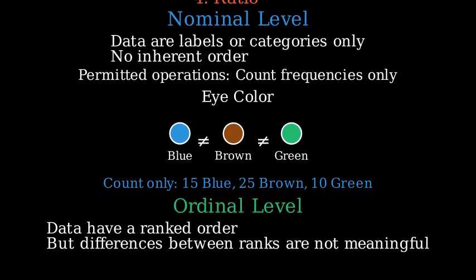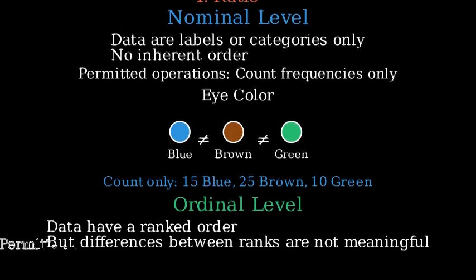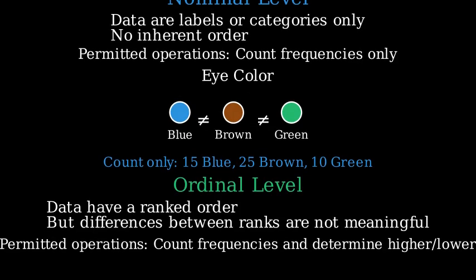Ordinal data have categories that follow a clear order or ranking, but the differences between ranks are not consistent or meaningful. With ordinal data, you can count frequencies, but you can also determine which value is higher or lower in the established order. However, you still cannot perform arithmetic operations like finding the mean.